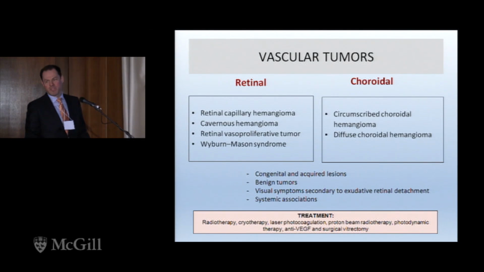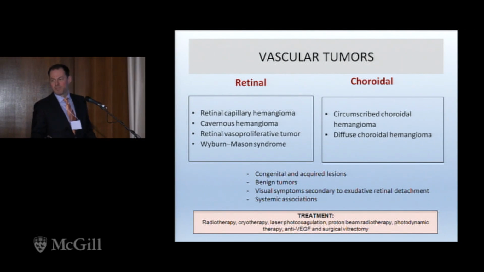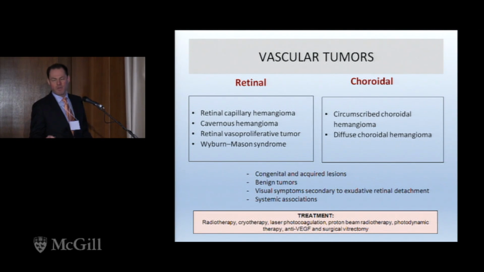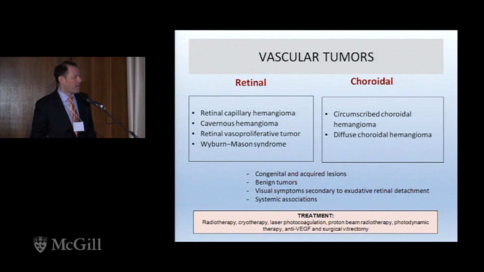So just to refresh your memories on vascular tumors, we typically break them up into two subtypes, either retinal or choroidal lesions. Within the retinal group, we tend to focus on retinal capillary hemangiomas, cavernous hemangiomas, retinal vasoproliferative tumors, AVMs, such as in Wyburn-Mason syndrome. And on the choroidal side, we talk about choroidal hemangiomas for the most part, and whether they be circumscribed or diffuse. Most of these lesions tend to be congenital, acquired lesions. They're benign, very little malignancy noted within these groups.